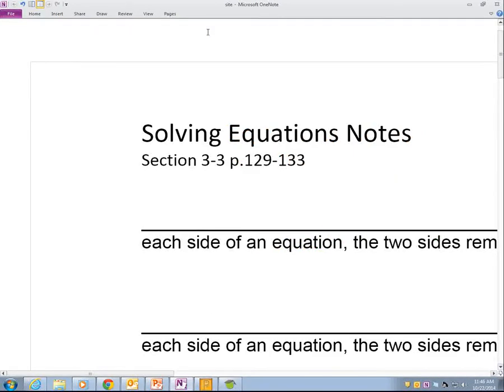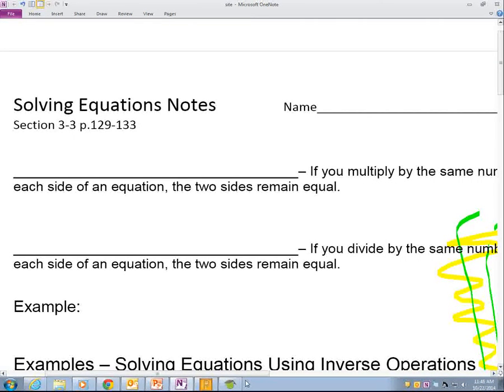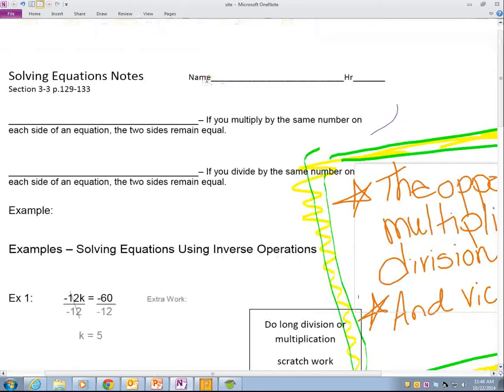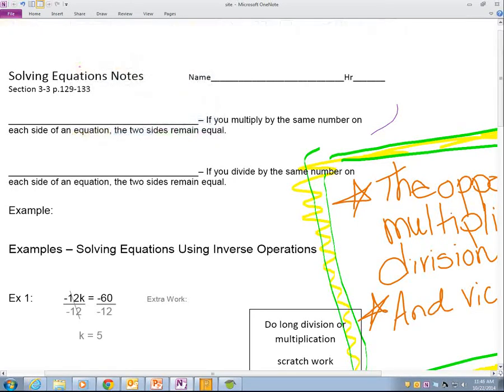Now, I had you not bring your textbooks today because I expect you to remember something from yesterday. We have, if you multiply by the same number on each side of an equation, the two sides remain equal. They remain equal. What do you think this property is called, Josie? The multiplication property of equality. You are correct. Write that down, everyone. The multiplication property of equality.